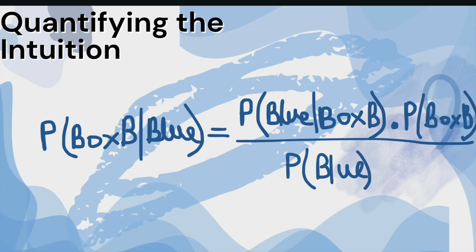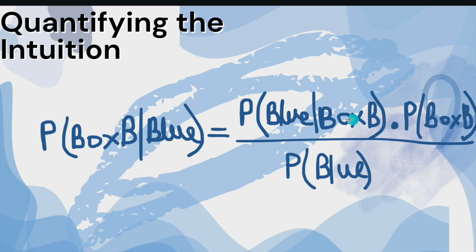Let's just accept the formula on the screen as it is. What we are trying to calculate is the probability of the ball being picked from box B, and we already know that it's blue in color. So given that it's blue in color, the formula is that we multiply the probability of a blue ball being picked, given that we are picking from box B, into the probability of box B being picked. Like we decide that we're going to pick from box B.